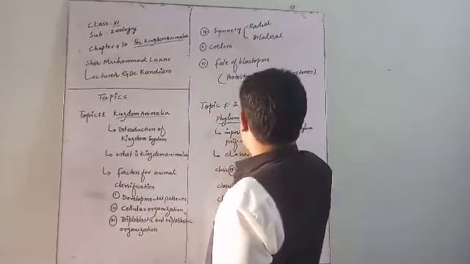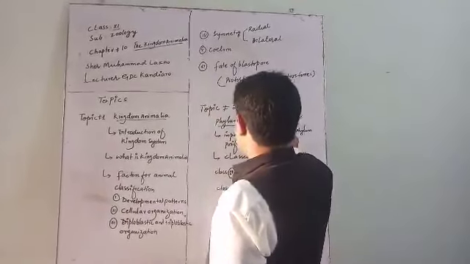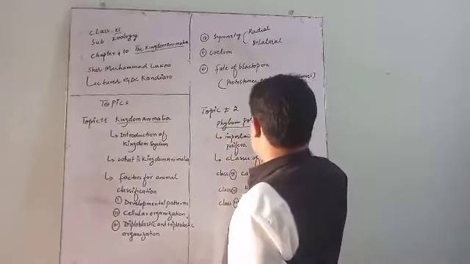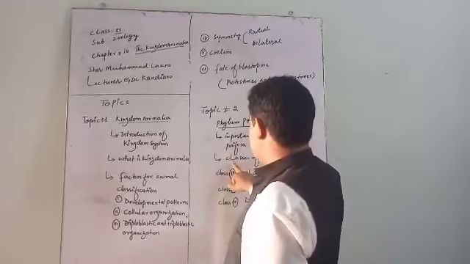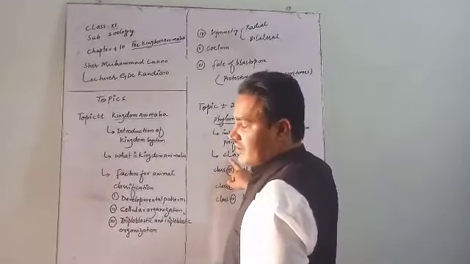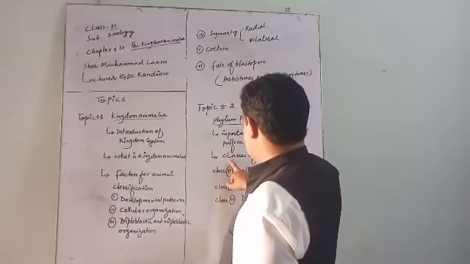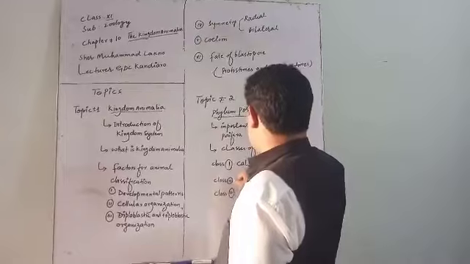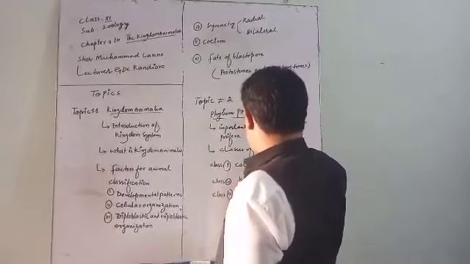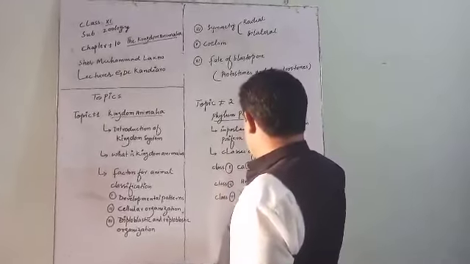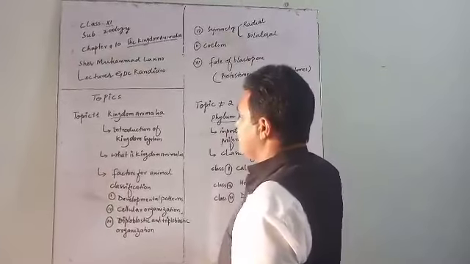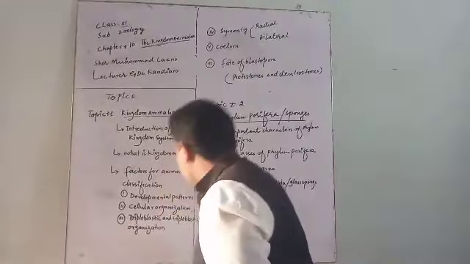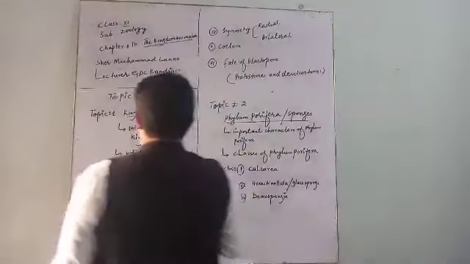phylum Porifera or sponges. We will discuss the important characters of phylum Porifera. We will discuss the classes of phylum Porifera. Classes of phylum Porifera are: number 1 is Calcarea, number 2 Hexactinellida, number 3 is Demospongia. So we are going to start kingdom Animalia.